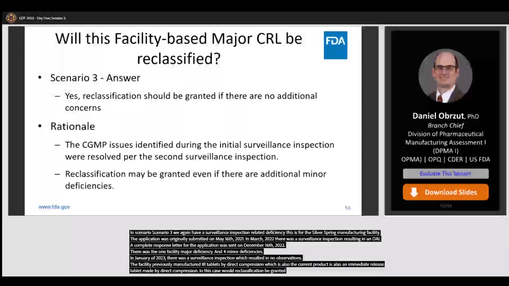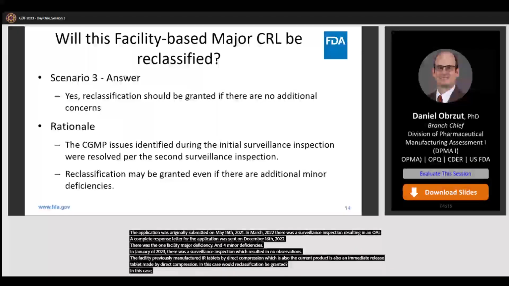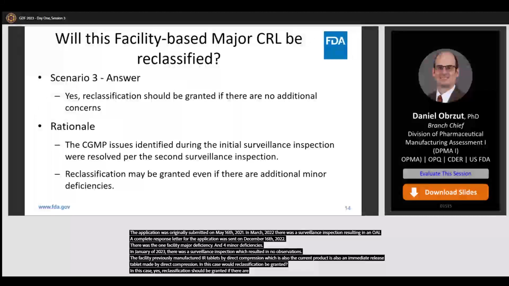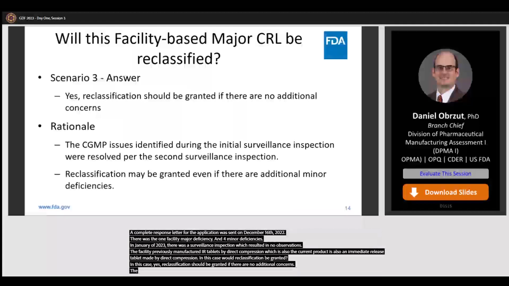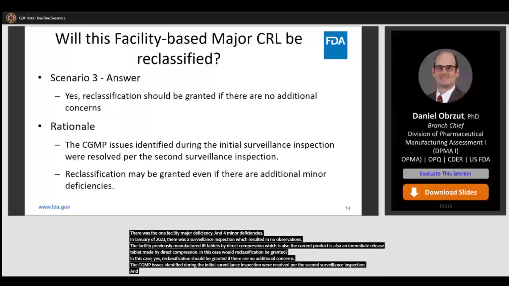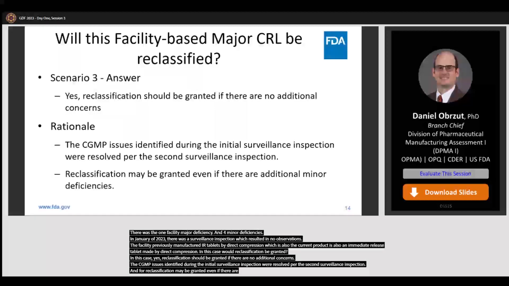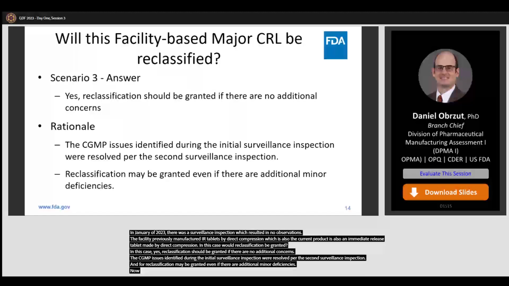In this case, yes, reclassification should be granted if there are no additional concerns. The CGMP issues identified during the initial surveillance inspection were resolved per the second surveillance inspection, and reclassification may be granted even if there are additional minor deficiencies. Now, if there were, say, additional major deficiencies, then reclassification would not be granted.